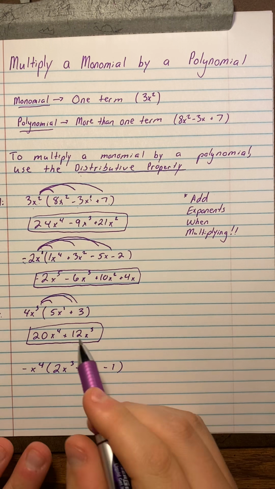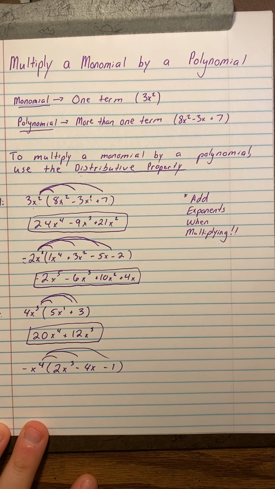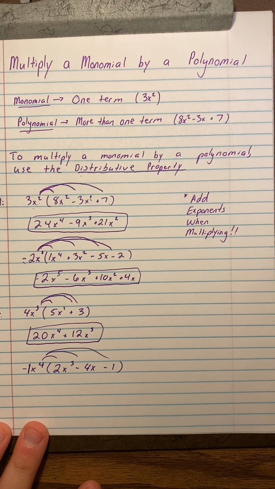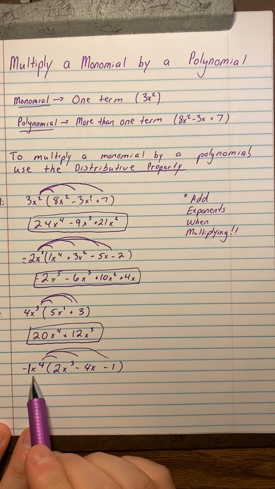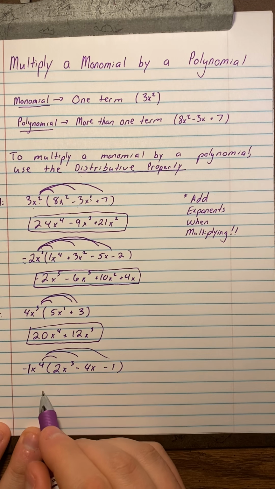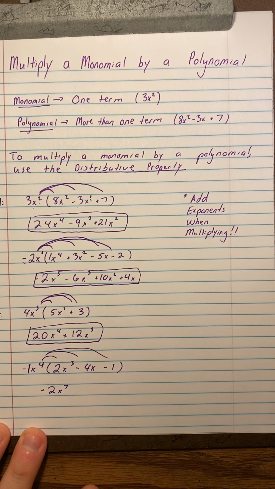All right, let's see how you did. Again, we're going to distribute here. I'm going to think of this as a negative 1x to the 4th, because that might make my multiplication a little bit easier. So here, negative 1x to the 4th times 2x to the 3rd. Well, that's going to be negative 2x to the 7th when we add the exponents.